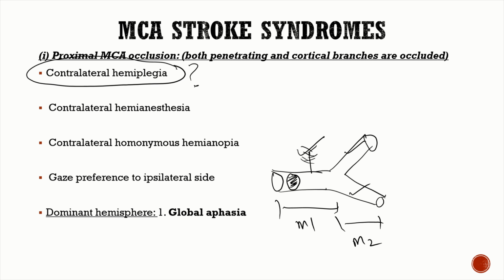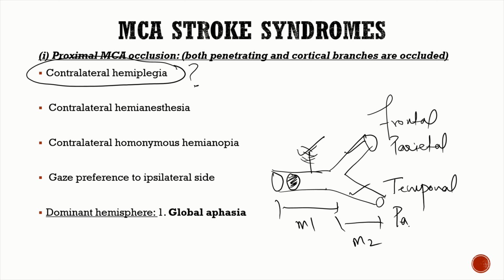So why so? As you know, the superior division is going to supply the frontal lobe, superior parietal lobe, and the inferior division is going to supply the temporal lobe and the inferior parietal lobe. So why you're going to get contralateral hemiplegia is, in the frontal lobe, as you know, you have the motor cortex. So this is involved, so you're going to have hemiplegia.